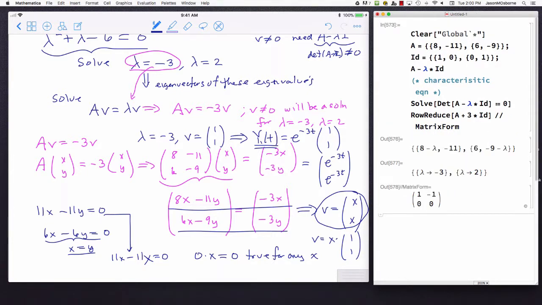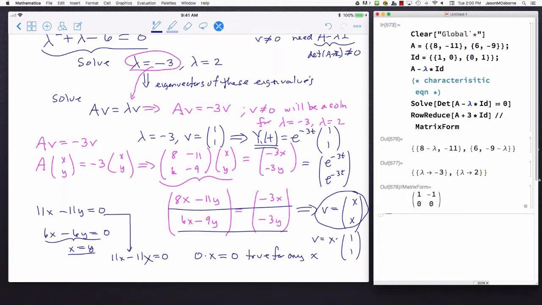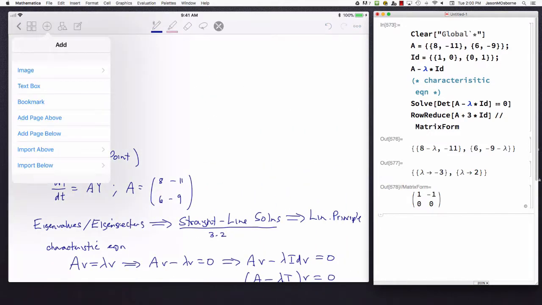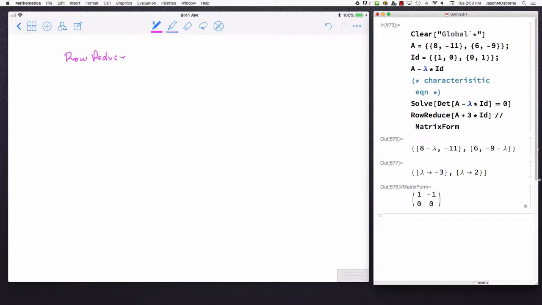convert that to its matrix form. What you find here at the page below is that when you row reduce, if you're using linear algebra techniques, your system row reduces to 1, -1, 0, 0, which is a fancy way of saying 1, -1, 0, 0 times x, y, which led to the equations x minus y and 0 times y.